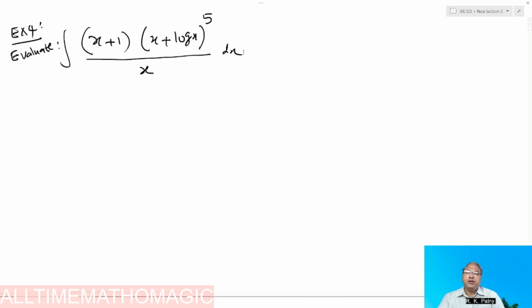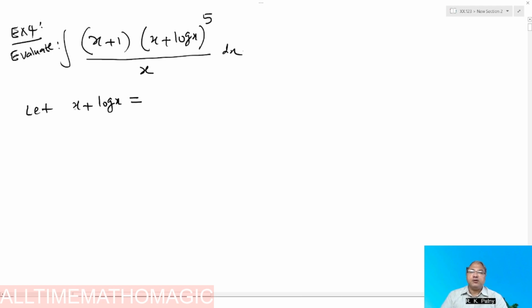Next question, evaluate integration of x plus 1 into x plus log x whole raised to 5 upon x. Here, what is the substitution? Of course, the derivative of x is not going to be log x, but the derivative of log x is going to be 1 upon x. So we try here. Sometimes we have to keep one or two options open. If one option is not working, you have to go for the second option.